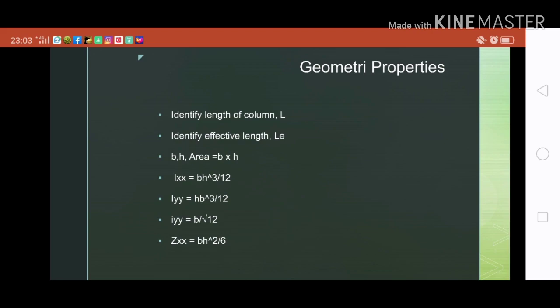As a start, we have to identify the length of the column, referred to as L, and then we identify the effective length, which is LE. We have to identify the area. You also have to identify the Ixx, Iyy, radius of gyration, and the Z value.